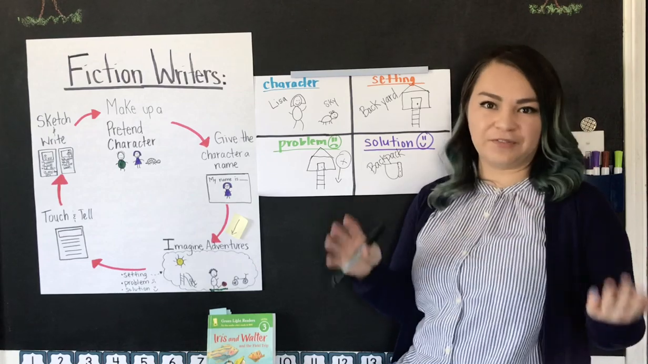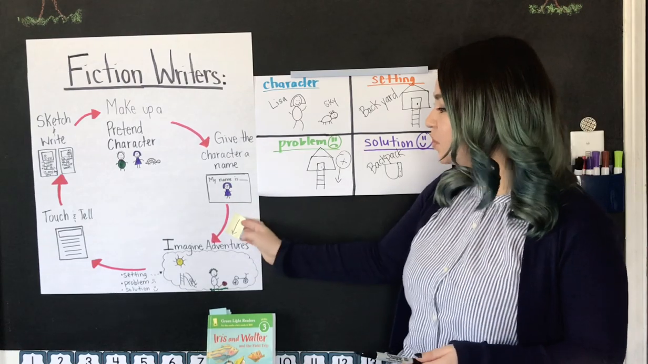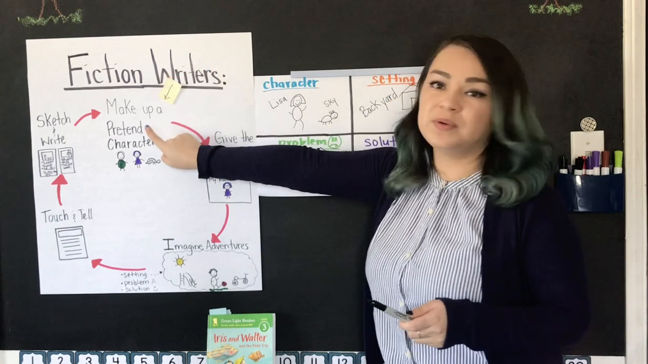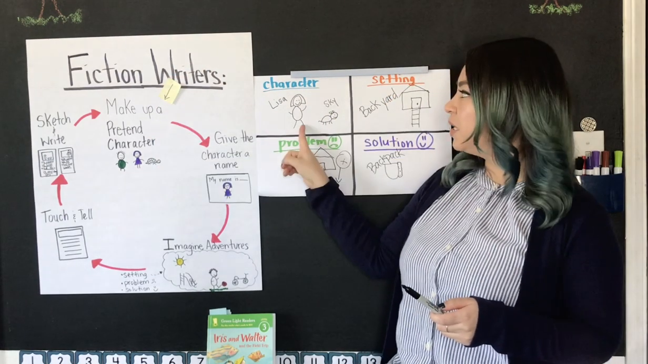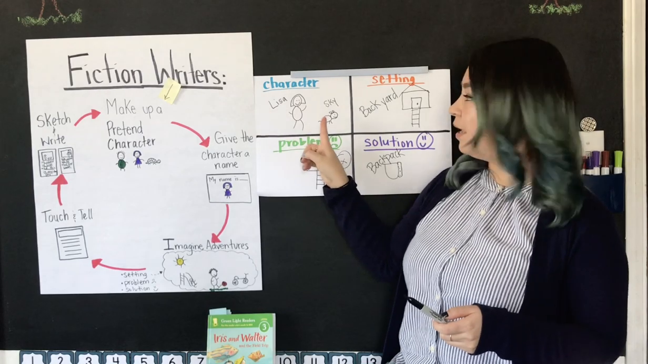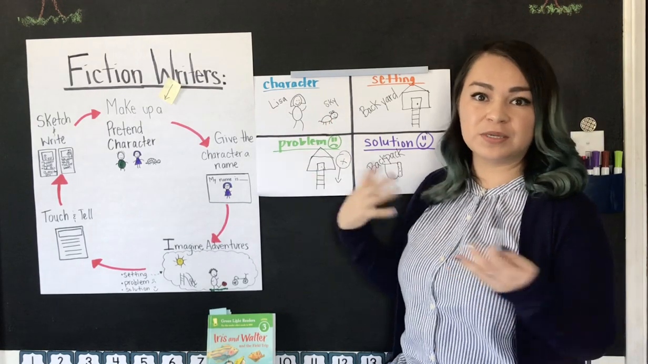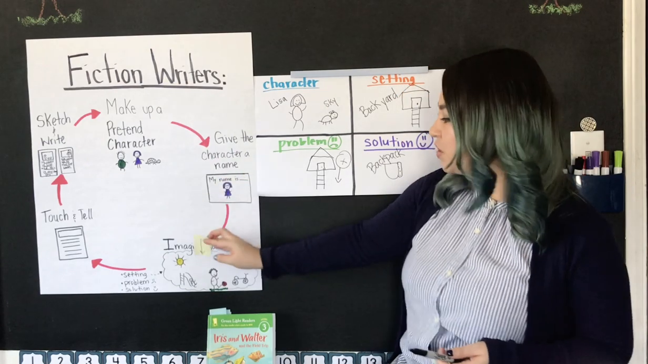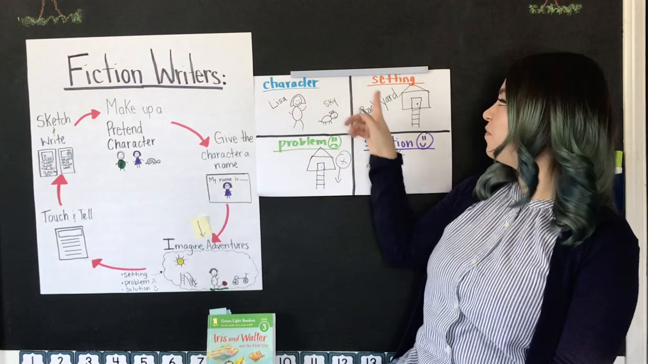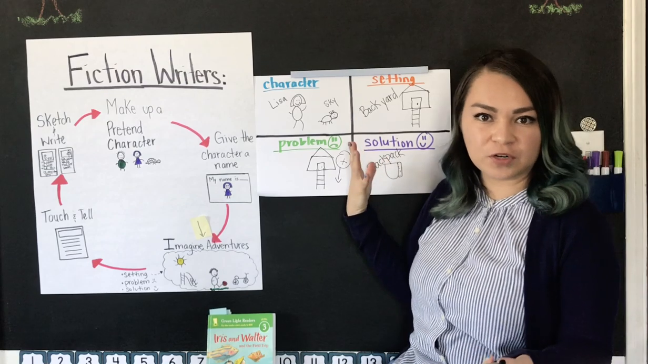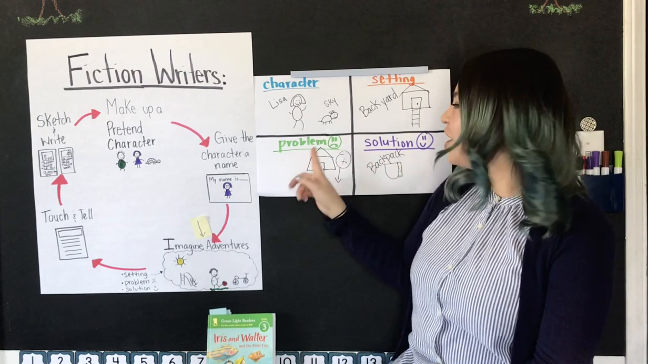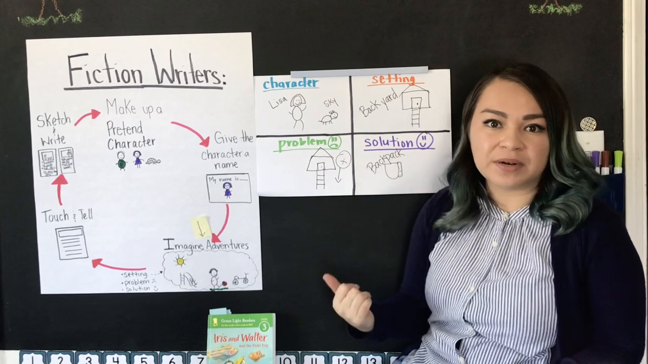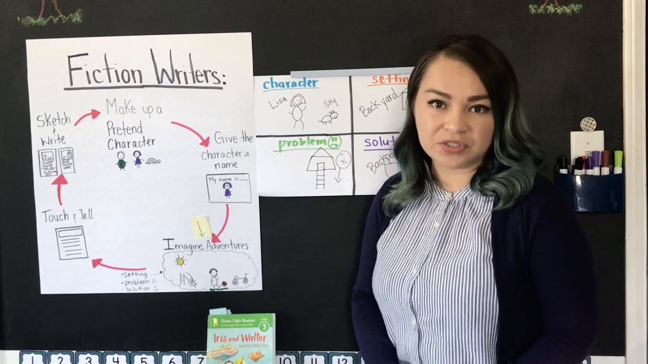So let's review everything that we have done. Writers, when you start your own series writing, the first thing you have to do is make up a pretend character. You need to give your character a name, and if you add more characters, you need to make sure to name them too. After you name them, you need to start thinking of adventures. You need to find the setting where your first adventure will take place. You need to find a problem and you need to find a solution. That is going to make your writing interesting.